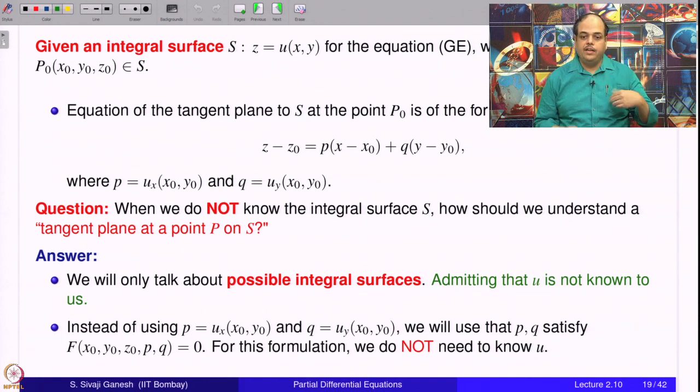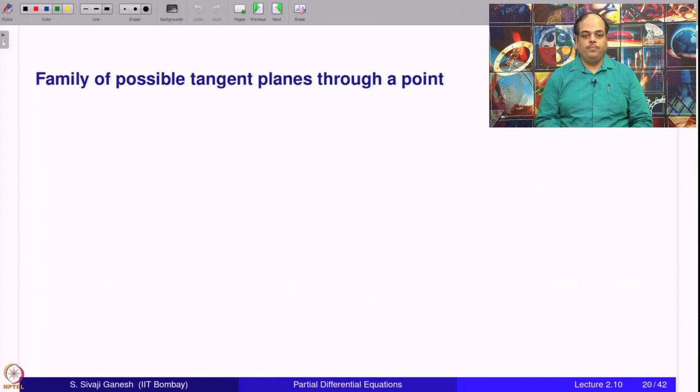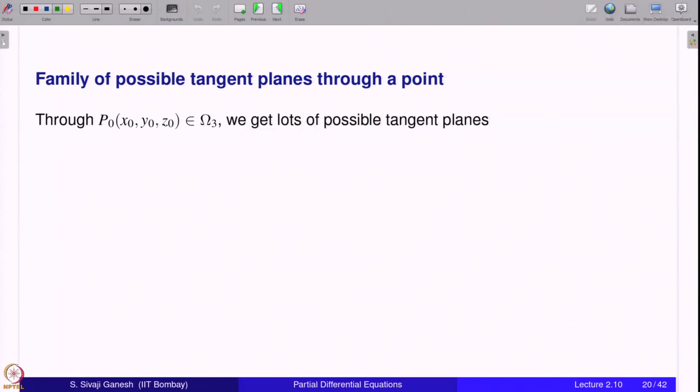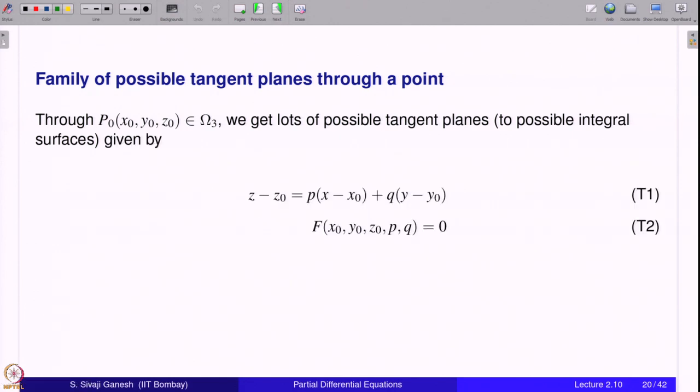For this formulation, we do not need to know u. So, that is why the word possible keeps on coming here. Family of possible tangent planes through a point. Take a point in omega 3, done. We get lots of possible tangent planes to possible integral surfaces given by this relation. As many as there are solutions of T2. For every solution of T2, you can associate a plane given by T1. We do not know how many solutions there will be for T2, it is a nonlinear equation.